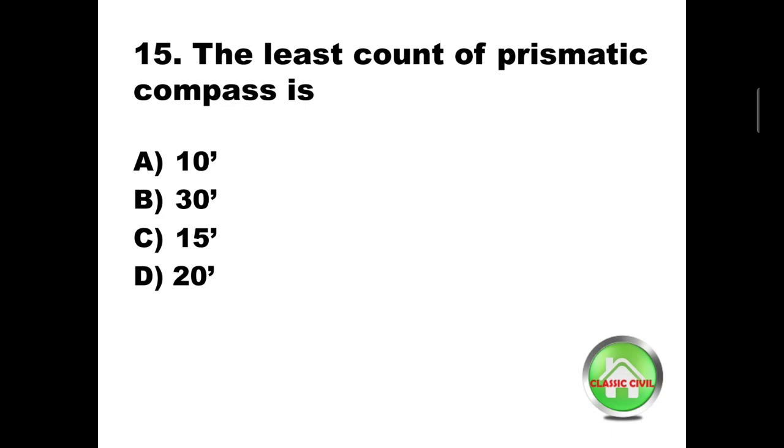Question number 15. The least count of prismatic compass is option A, 10 minutes, option B, 30 minutes, option C, 15 minutes, option D, 20 minutes. The least count of prismatic compass is answer is option B, 30 minutes.